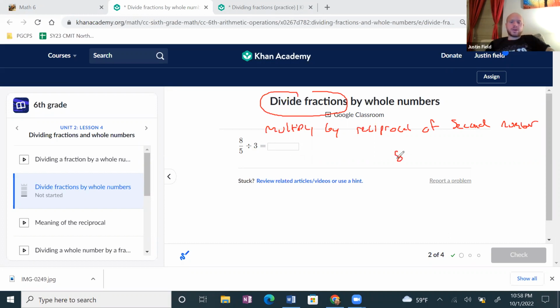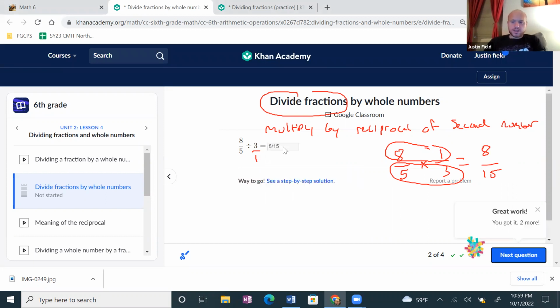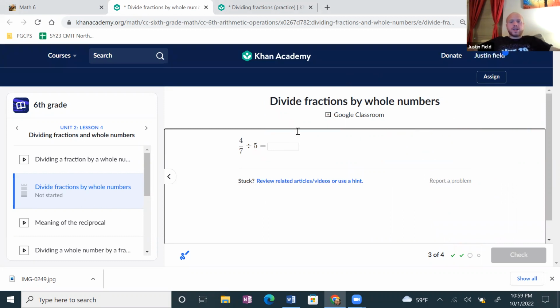And so I'm going to do 8/5. I'm going to change division to multiplication, and 3 is really 3/1. So I'm going to flip that, make it the reciprocal, which would be 1/3. And then multiplying fractions, easiest thing there is, we just multiply across. 8 times 1, 5 times 3. And I'm done. Of course, we can reduce if reducing is possible, but reducing is not possible in that case. Okay, so you can do that. Just put it over 1, reciprocate it, and boom.